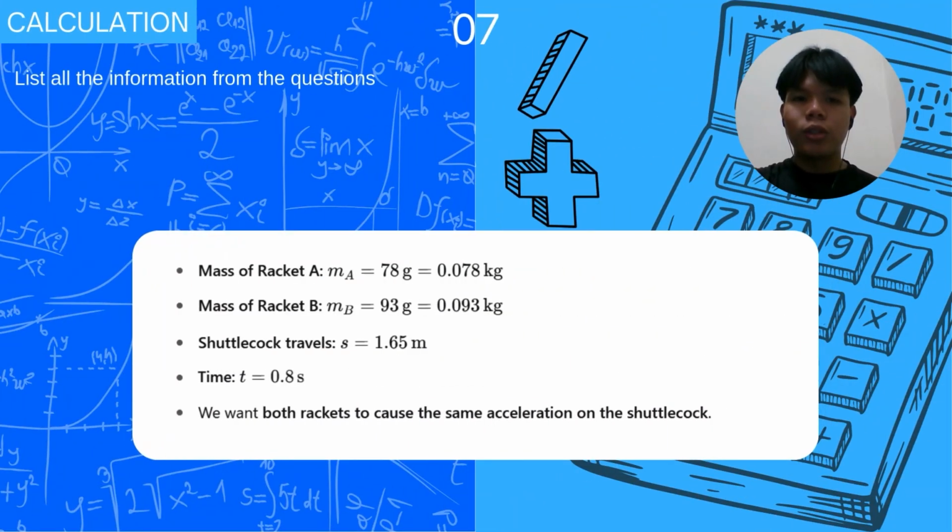Alright, let's move on to the calculation. List all the information from the question. First, the mass of racket A is 78 grams, which is 0.078 kilograms. Next, the mass of racket B is 93 grams, which is 0.093 kilograms. The shuttlecock travels 1.65 meters in 0.8 seconds. We want both rackets to cause the same acceleration on the shuttlecock.